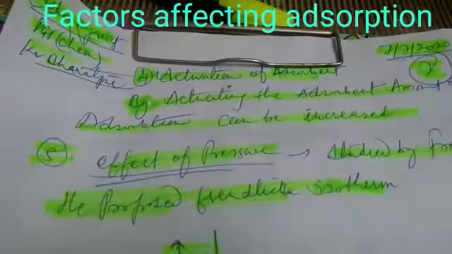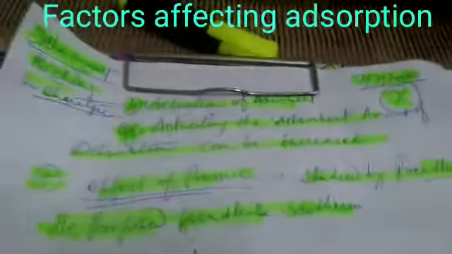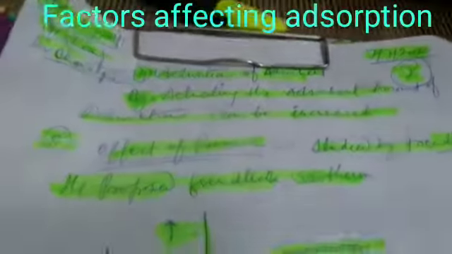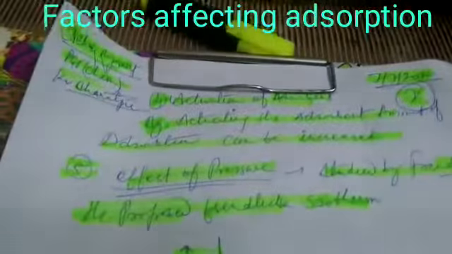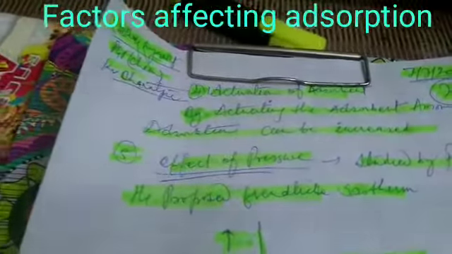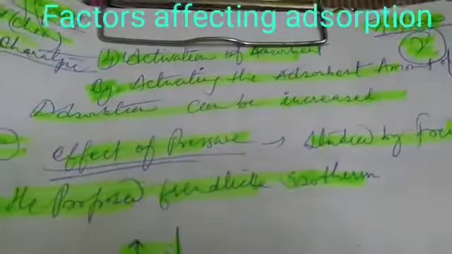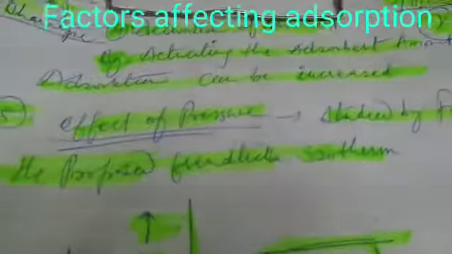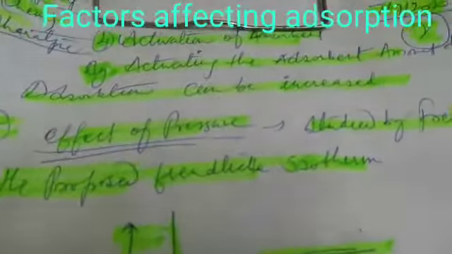Now the fourth factor is activation of adsorbent. By activating the adsorbent, the amount of adsorption can be increased. We can take the example of the green board again. Assume that the green board or blackboard is completely filled and we are not having any space to write on it by chalk.